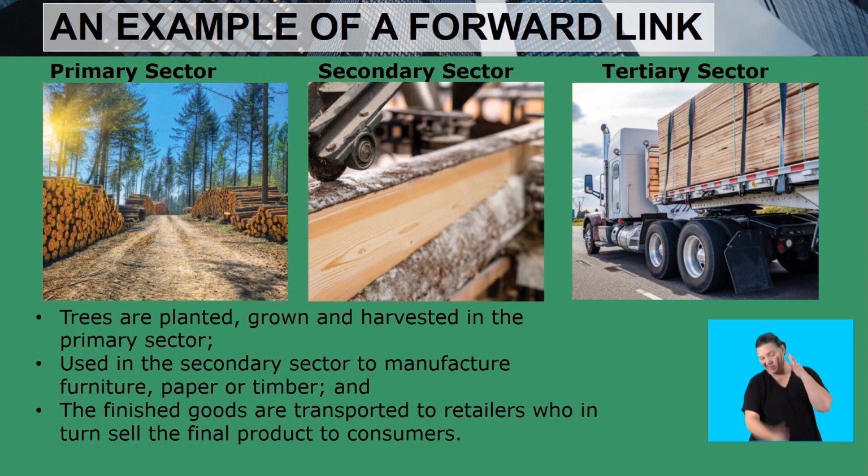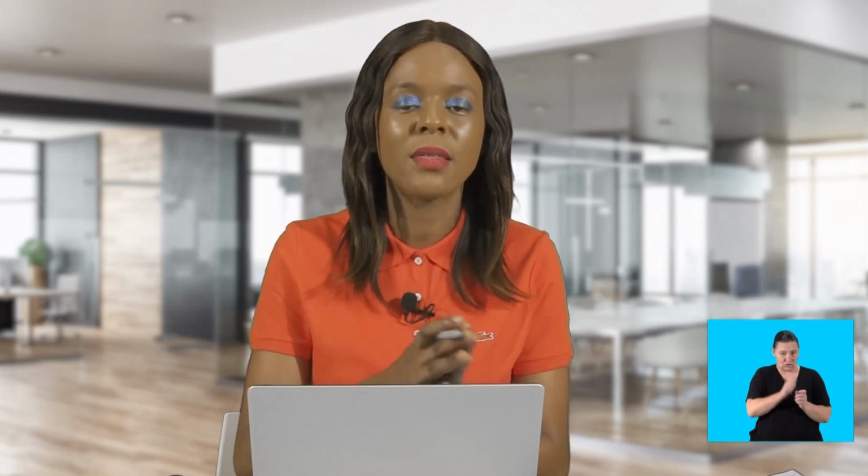So in the secondary sector now, they take those trees that were harvested from the primary sector, and they change them to become timber, products that can be used, so that consumers are able to buy those products. Now, the finished goods are transported to retailers who in turn sell the final product to consumers. The products that were transformed in the secondary sector are now being transported by the tertiary sector to different destinations where the consumers can reach or even buy those products.